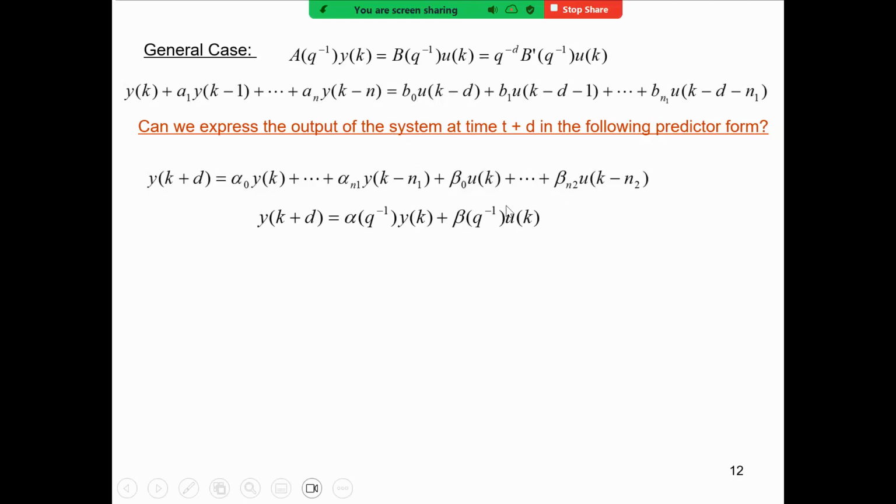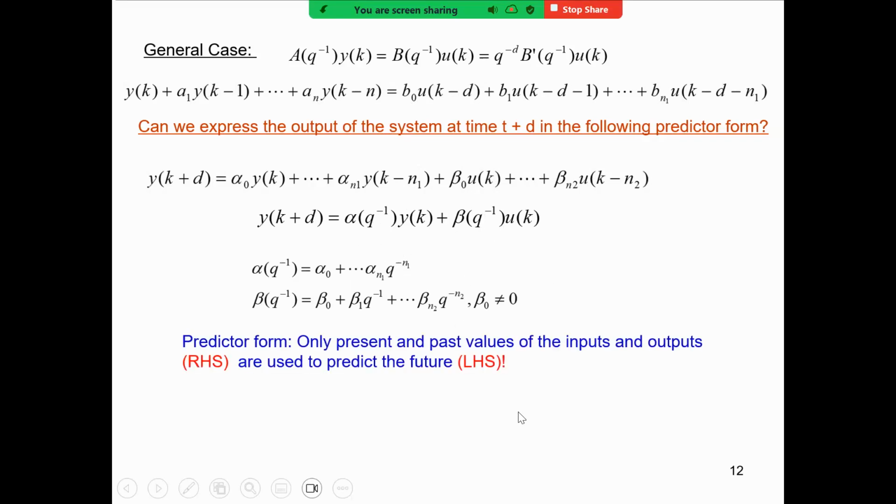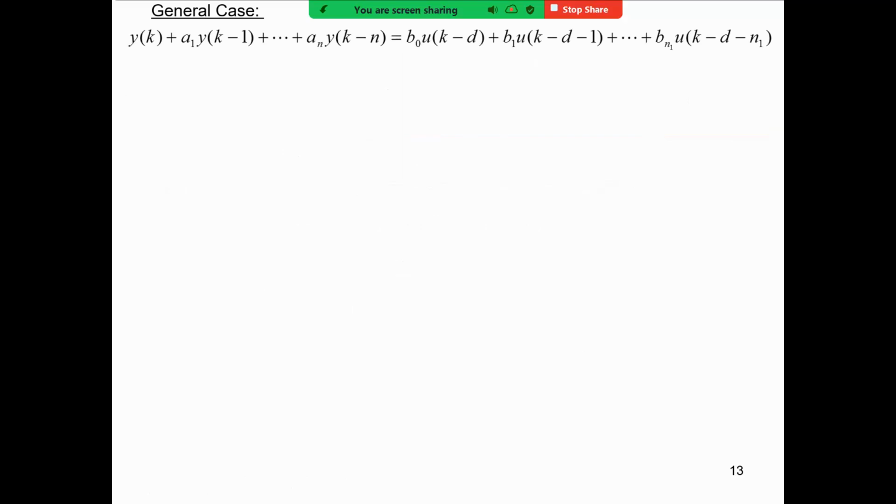Then we can write the predictor with the shift operator. If we use the shift operator, of course, that will make the equation in a very compact form. Definitely this predictor uses only the present, k, and the past, k minus one, k minus two. The present and past predict the future. So this is the starting point: the difference equation relating the input and output.